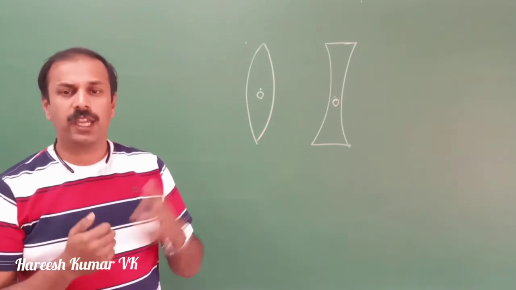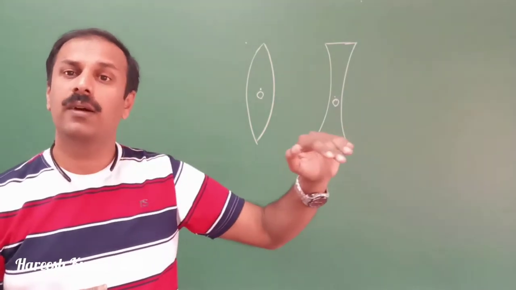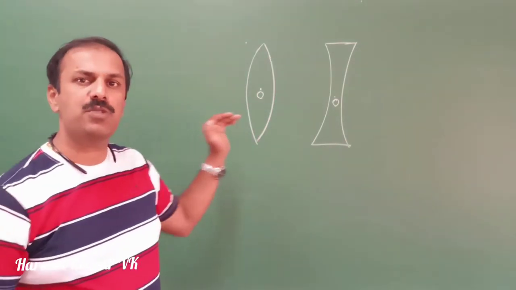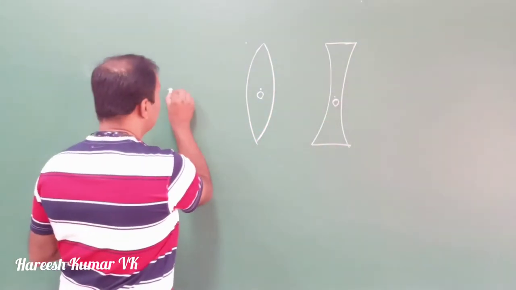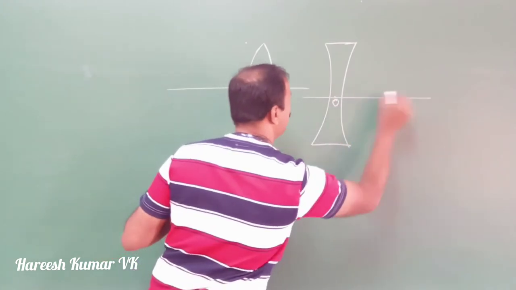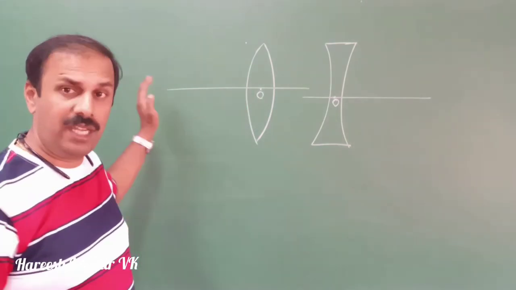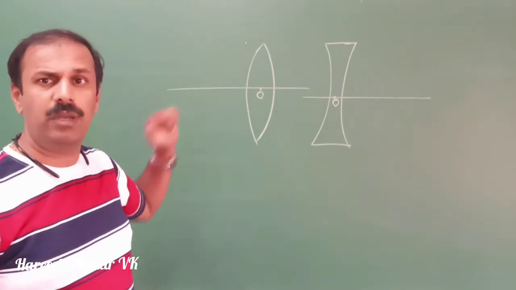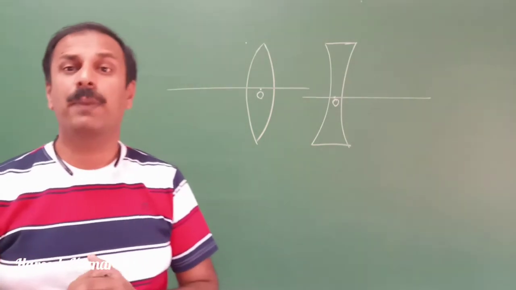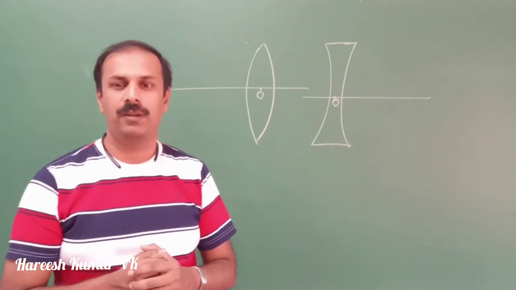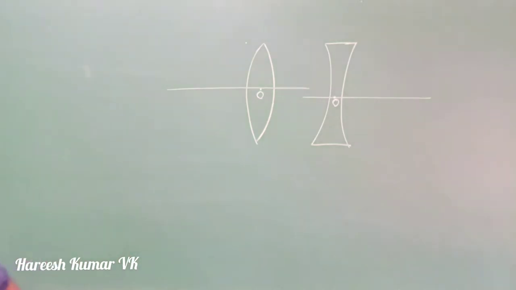Now the second point, we have the principal axis. For the mirror it is the axis passing through the pole. Here it will be the axis which is passing through the optical center and which is perpendicular to the lens. So this is the principal axis. The principal axis is the axis which is passing through the optical center and the focus. Focus we will discuss later, that's why now I am not going into it. The axis passing through the focus and the optical center is called the principal axis, same as for a mirror.